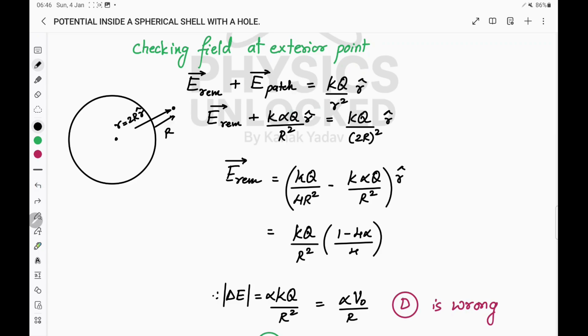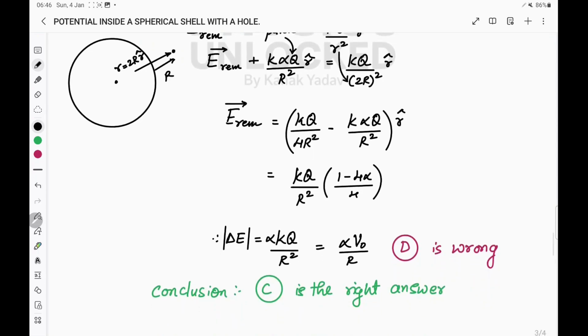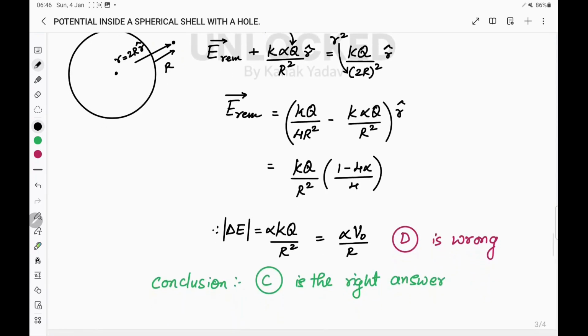So again, E remaining plus I have treated the patch as a point charge of charge alpha q, and I have substituted small r as 2r. Once we do that, the electric field due to the remaining portion after calculation is seen to be reduced by alpha kq by r square. This can simply be written as alpha V naught by r, because I can write kq by r as V naught. This shows that option D is wrong, because option D claims that the reduction in electric field is alpha V naught by 2r. So in conclusion, only option C is correct.